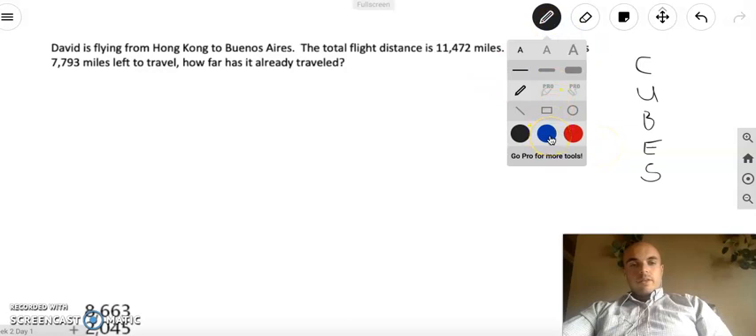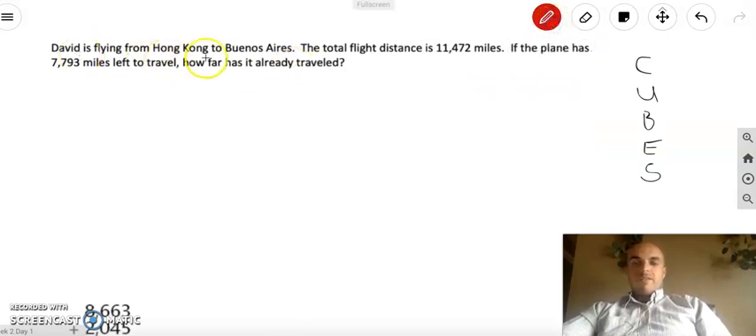Let's begin with my red marker inside of this. So David is flying from Hong Kong to Buenos Aires, both cities in the world. The total flight distance is 11,472 miles. That's a long trip. If the plane has 7,793 miles left to travel, how far has it already traveled?